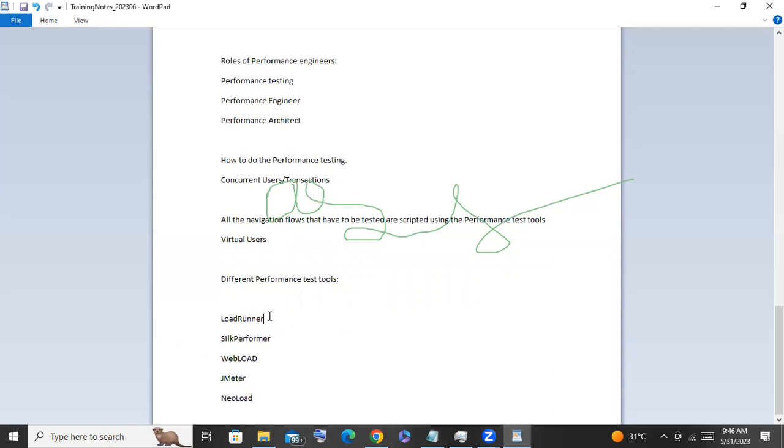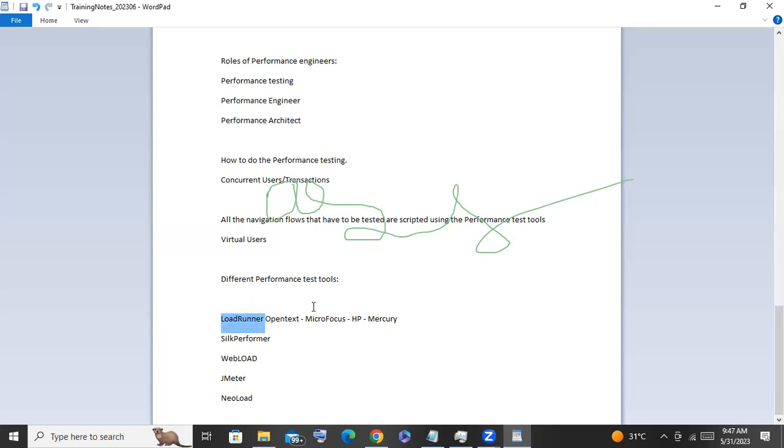All right, so LoadRunner, we already discussed this, guys. Presently it is with OpenText. Before OpenText, it was with Micro Focus. Before Micro Focus, it was with HP, and before HP, it was with Mercury. Mercury is the company which actually developed this tool, LoadRunner. It has been acquired so many times. Clear about it, guys? Yes. Okay.